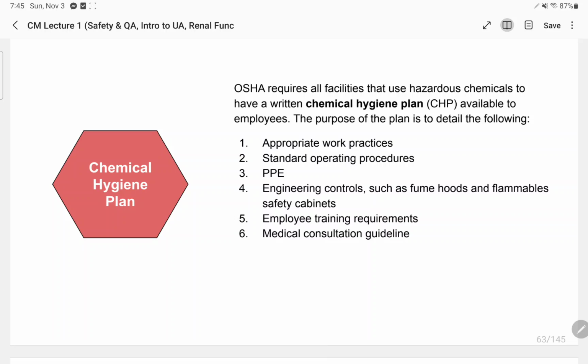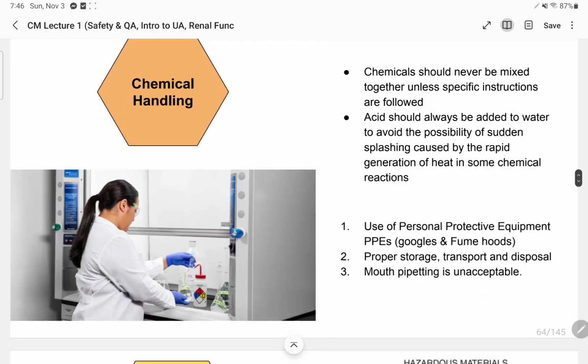And of course, there should be medical consultation guidelines. So, dapat maoni siya. Chemical hygiene plan, maoni siya. Para ma-ensure nato nga safe and sakto, tarong ang atong pag-handle ani nga mga chemicals. So, what about chemical handling?